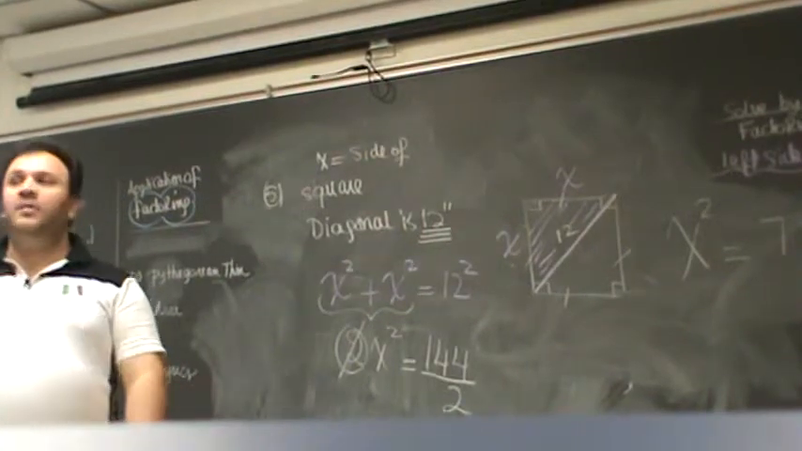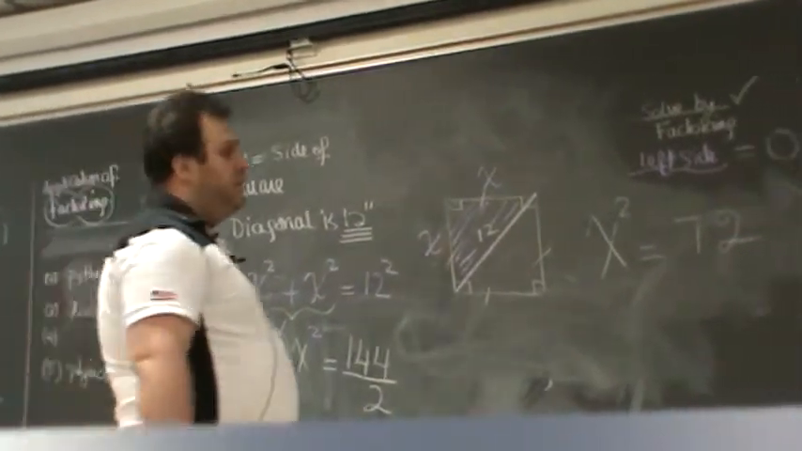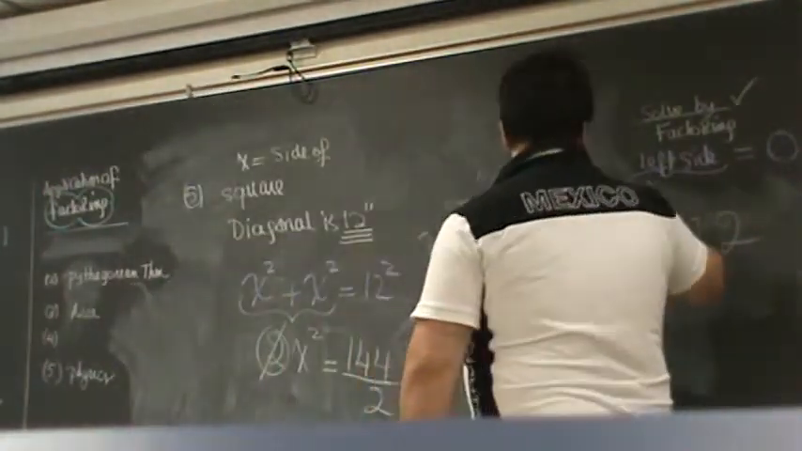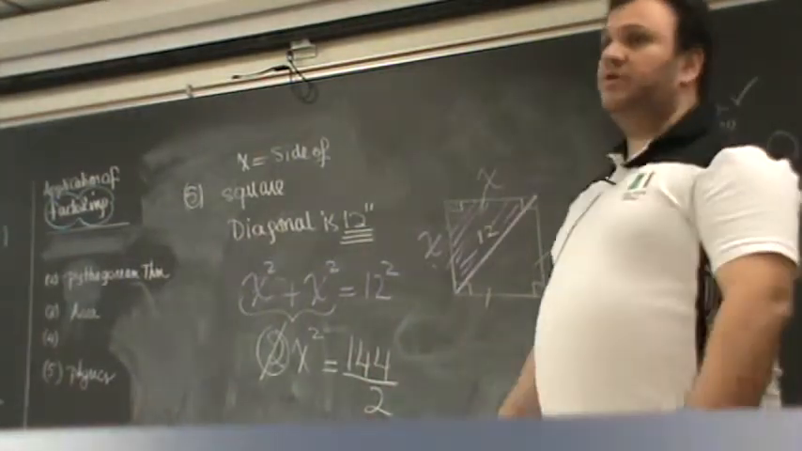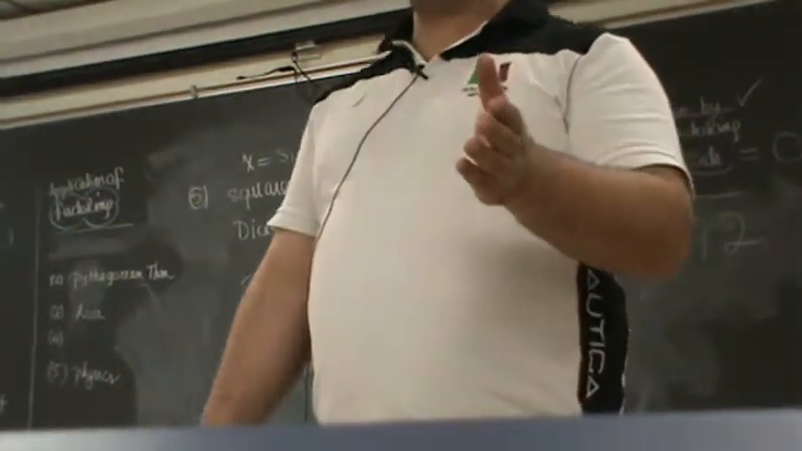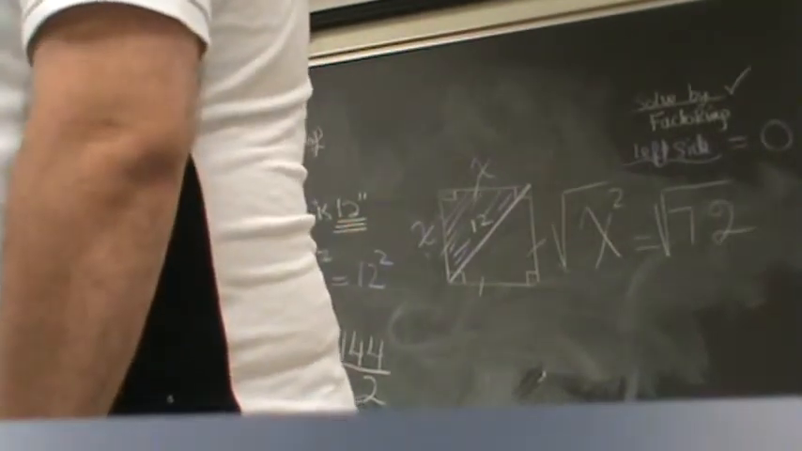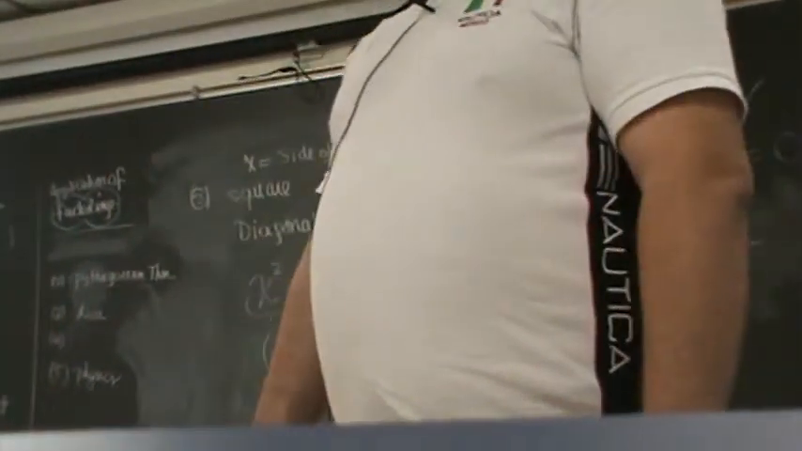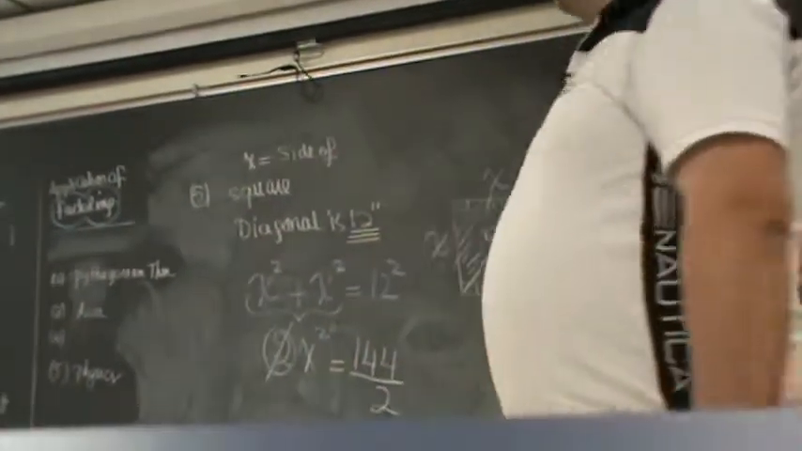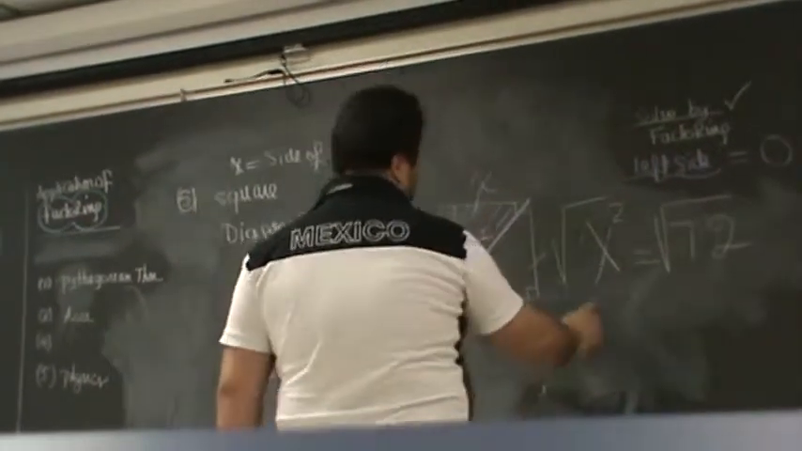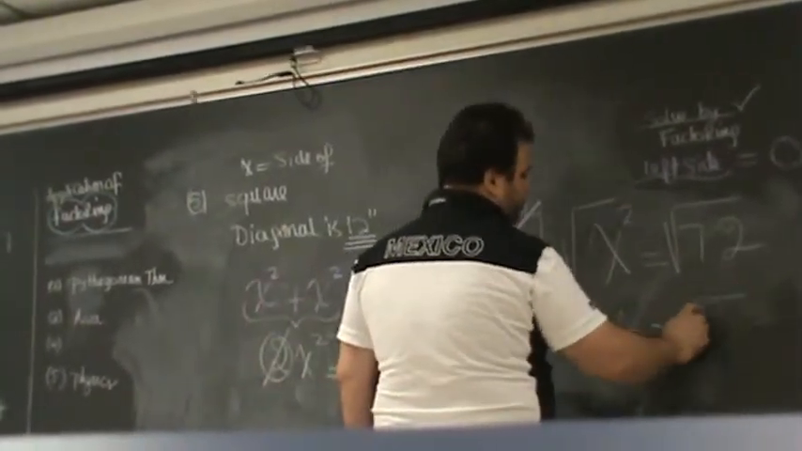So now I'm ready to apply the square root. Of course, here you're going to have a positive value and a negative value. Which one must you accept? We can't have a negative distance, right? So x by itself equals the square root of 72.